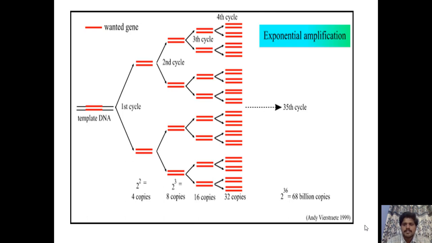So this is how it exponentially continues. At the end of 30 cycles, it is going to multiply to a million, and then at 35, 36 cycles, somewhere around 68 billion copies.